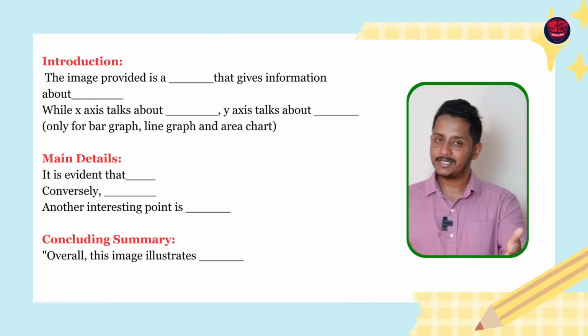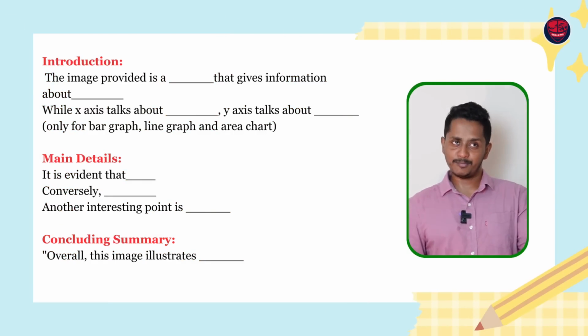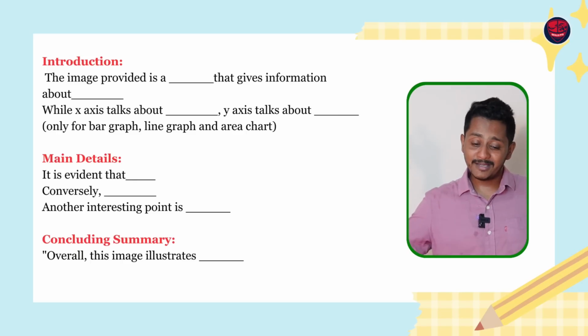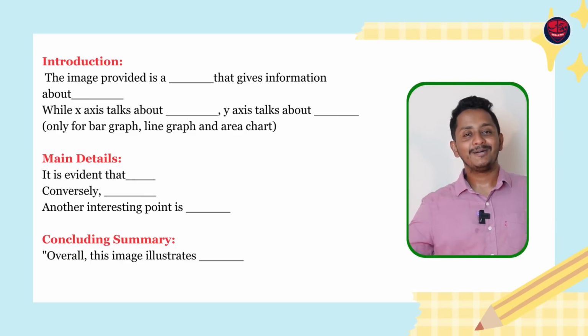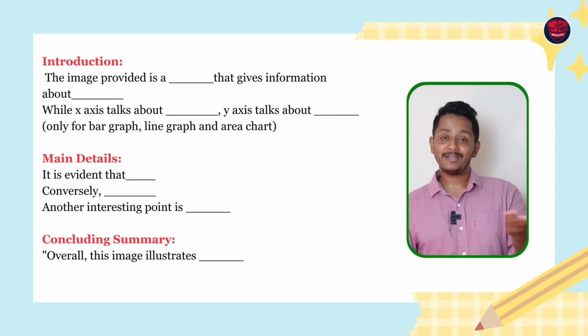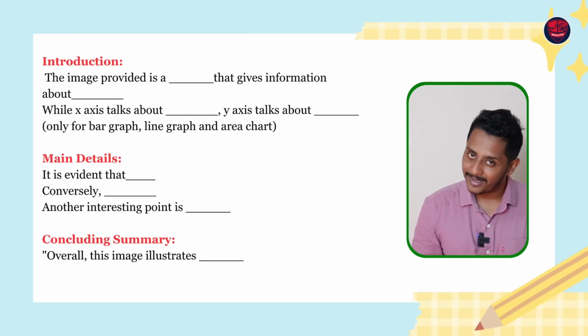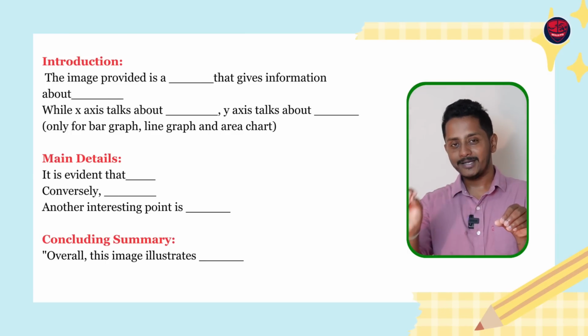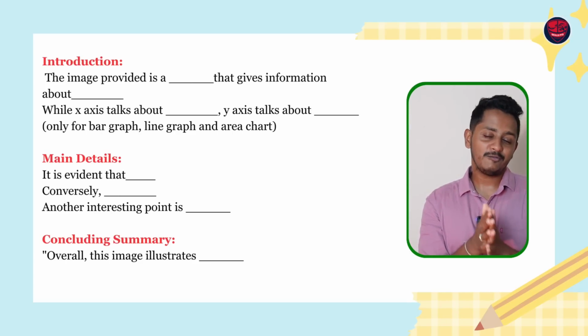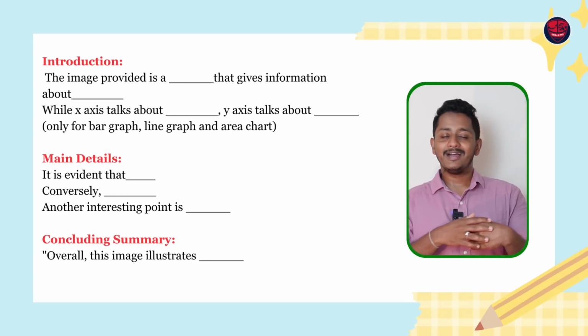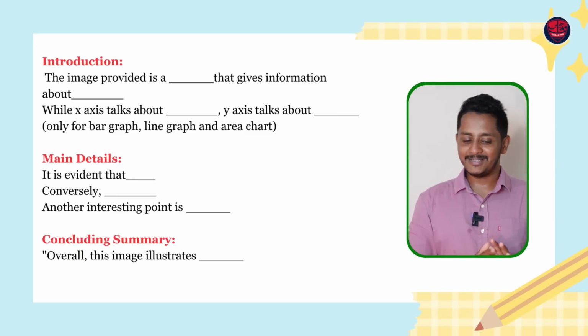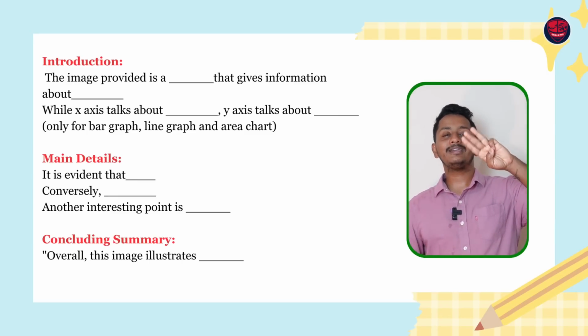So this is the template. The image provided is a picture, bar graph, line graph, area chart, pie chart, map, table, process that gives information about, read the title. While the x-axis talks about dash, the y-axis talks about dash. This x-axis, y-axis sentence comes only for line graph, bar graph, or even area chart. It will not come for all the images. Remember this. And the next thing is 3 key content.